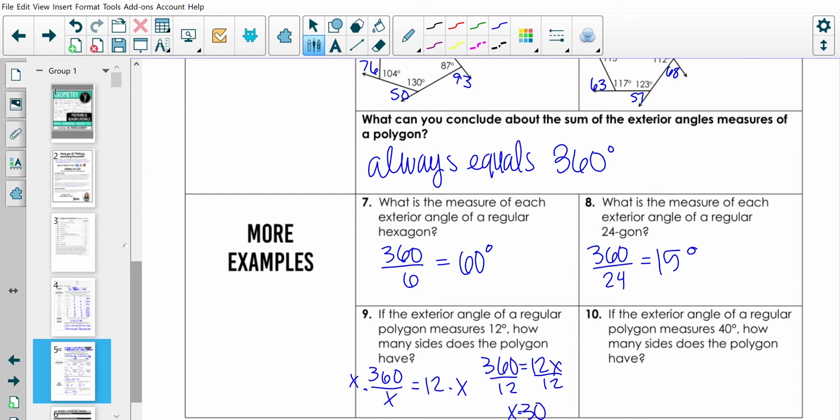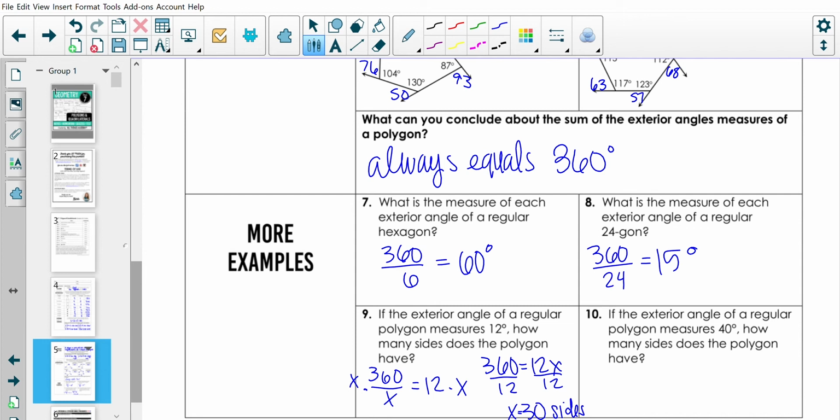Is it degrees? No. What did we just find? Sides. There are 30 sides. You could have just divided it by 12. I just wanted you to see what you're solving for there.